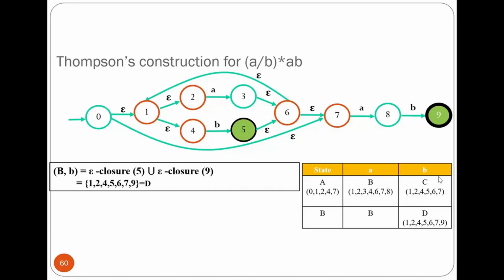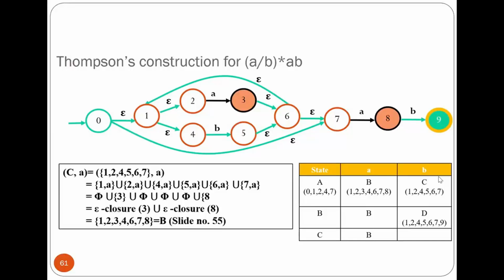If you see on the right side of the table, C set is mentioned. Now when we talk about E-closure of 9, 9 will itself be included, although it will not have any other move. So we get a new set 1, 2, 4, 5, 6, 7, 9. This new set is called capital D. Now we have next move, that is C comma A. It is 1, 2, 4, 5, 6, 7 comma A. If I do that, I again get E-closure of 3 union E-closure of 8, which is again set B.